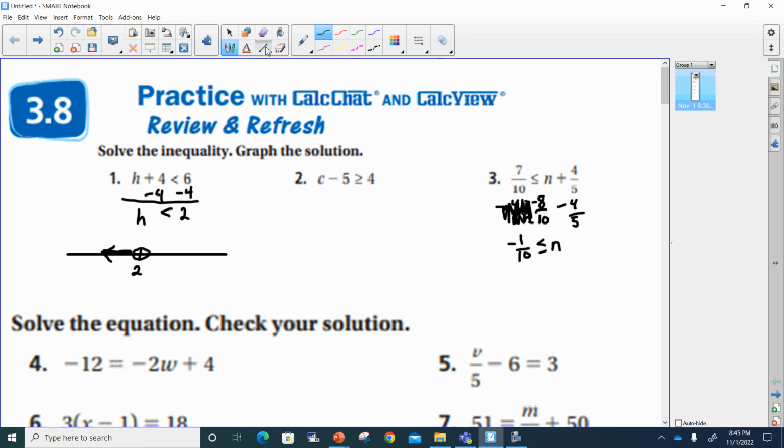When I make my graph for this one, I know I'm going to put a negative 1 over 10 over here. And then since this is less than or equal to, I'm going to put a dot here instead of a circle. And since this number is greater than according to this, that means all the numbers that are bigger than negative 1 over 10. All right.